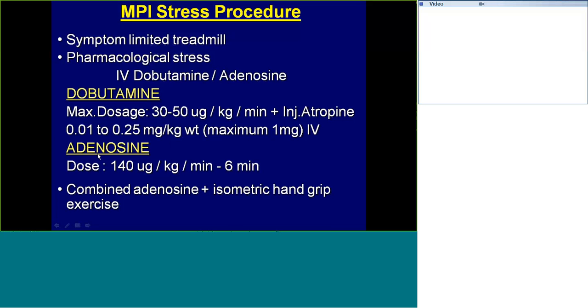The antidote that is used for adenosine is aminophylline, especially in children. After the infusion of adenosine, we give the aminophylline also as an antidote so that there is no prolonged action of adenosine. For dobutamine, if we have any problem during the infusion, the conventionally used antidote is IV esmolol.